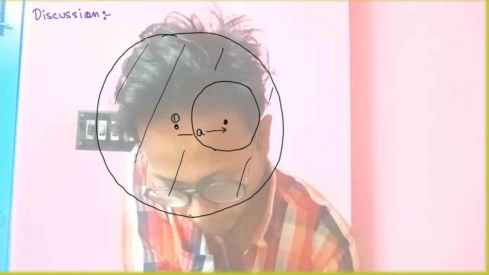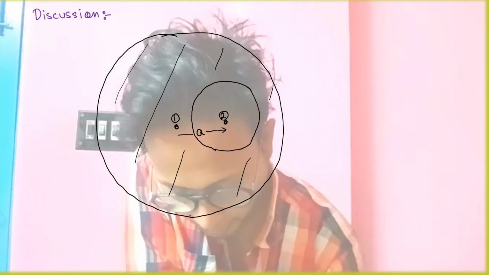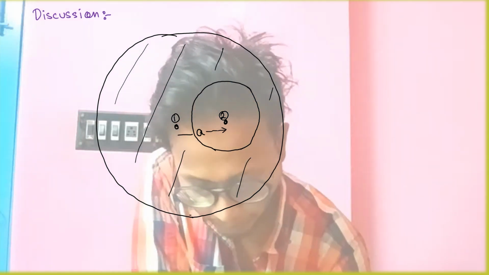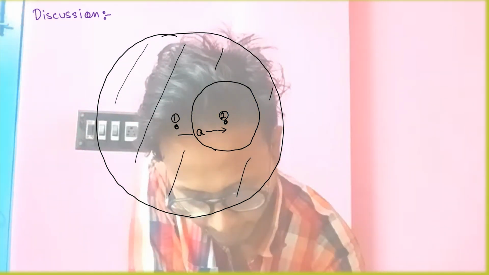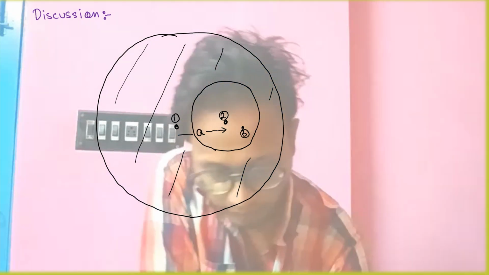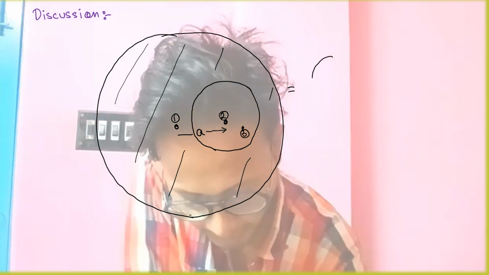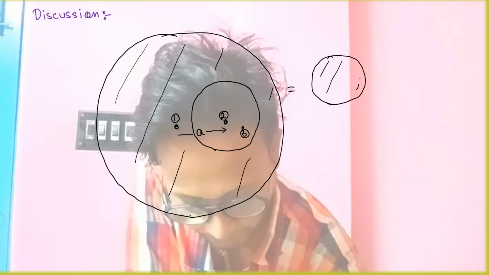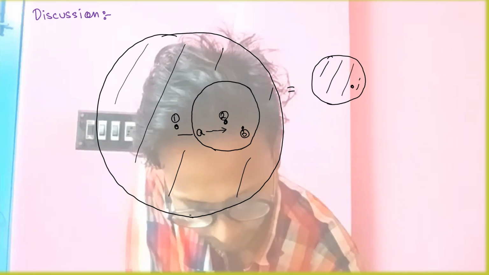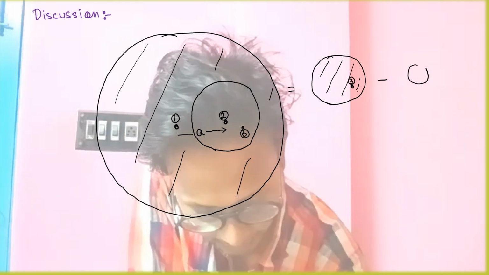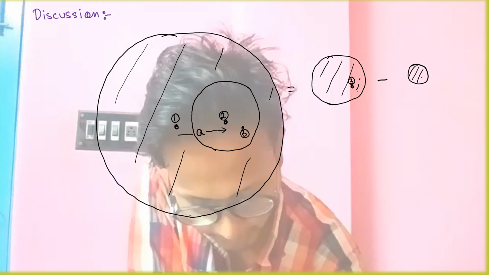Let this be point 1. Point 1 is nothing but the center of the largest sphere. Point 2 is nothing but the center of the cavity. And point 3 is nothing but a certain point at which we have to find out the electric field. So the net electric field at point 3 is nothing but the electric field due to the largest sphere completely filled, minus the electric field due to the cavity filled sphere at point 3.